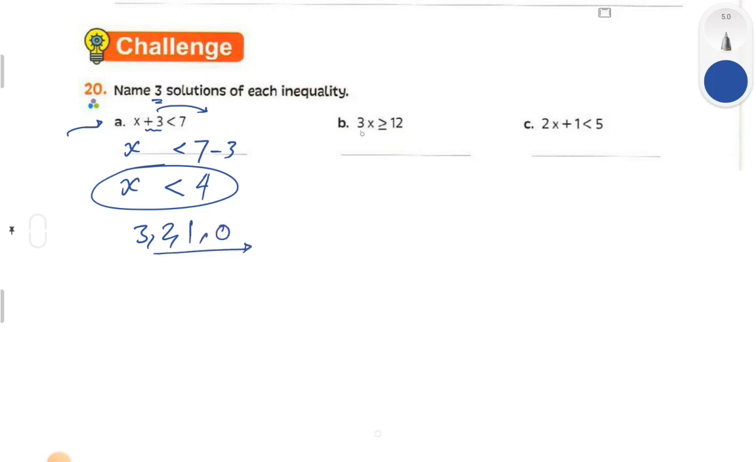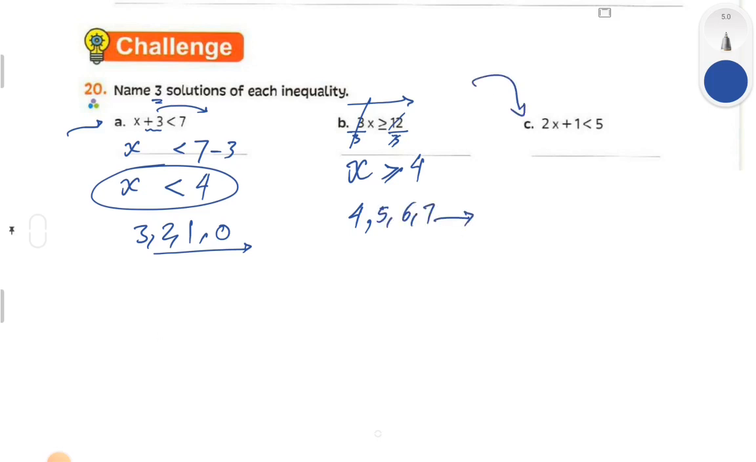The same thing: 3x greater than or equal 12. When I find x multiplied by a coefficient, just divide both sides by the same coefficient. So 3 over 3 equals 1, just x greater than or equal what? 12 over 3 equals 4. So x greater than or equal 4. So 4 is with us. 4 belongs to the solution. And greater than 4 goes to the right. After 4 maybe we have 5, 6, 7 and so on.